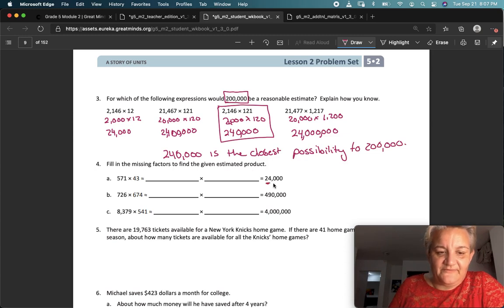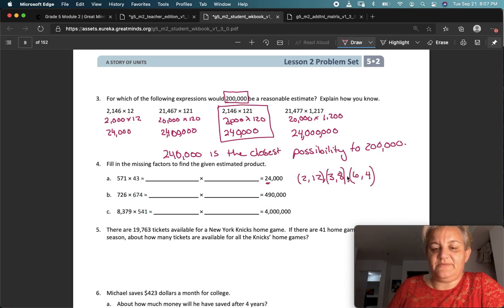Okay. Fill in the missing factors to find the given estimated product. Okay, so 24. First of all, what are our factors for 24? What makes 24? 2 times 12. 3 times 8. And 16, 24. And 6, no, wait a minute. 6 times 4. Okay, so these are factors for 24. These are factors for 24. And these are factors for 24, right?